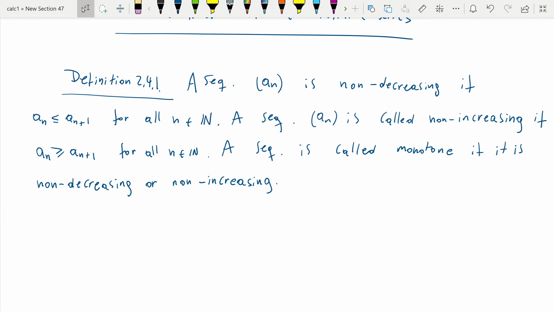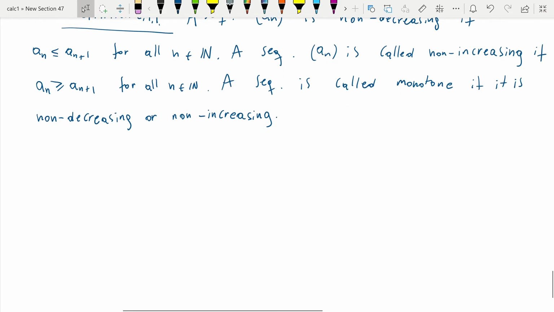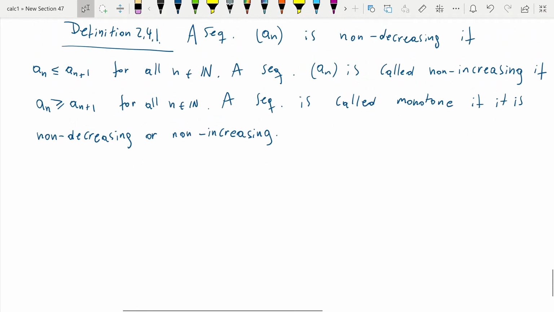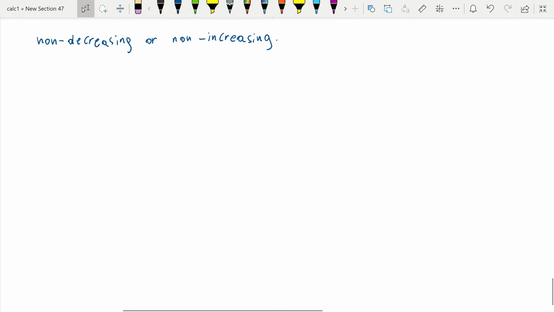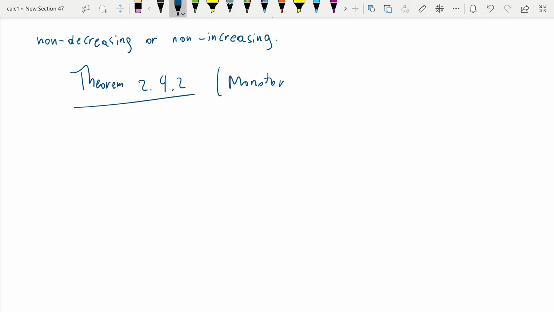But how do you show convergence when you don't have an explicit candidate for the limit? Well, this is one such result. This is the first result that allows us to say that. It gives you convergence without actually giving you any way of computing or finding the limit. So this is theorem 2.4.2. Again, of course, this is the monotone convergence theorem.